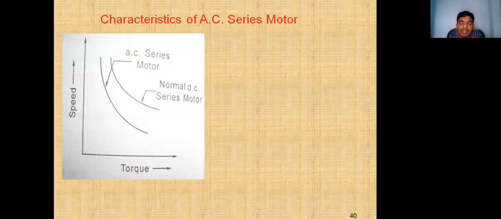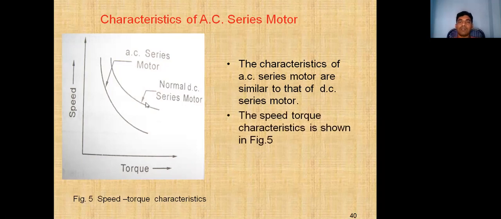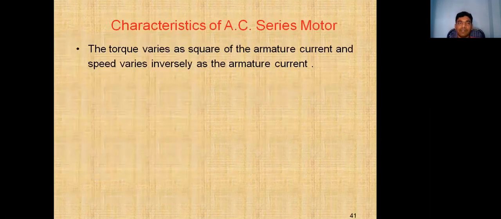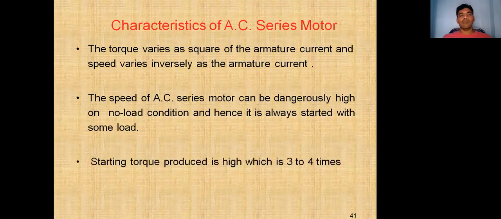Coming to the characteristics. Speed torque characteristics, normal DC series motor and AC series motor. The characteristics of an AC series motor are similar to those of a DC series motor. The torque varies as the square of the armature current and the speed varies inversely as the armature current. The speed of an AC series motor can be dangerously high on no load condition, and hence it is always started with some load.